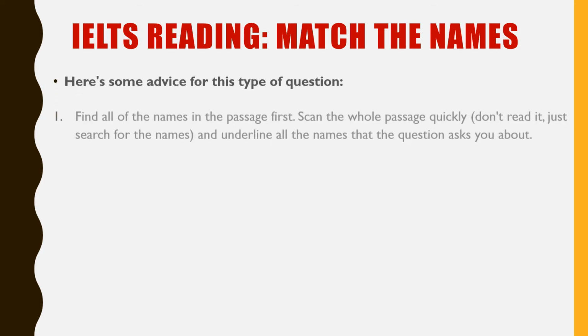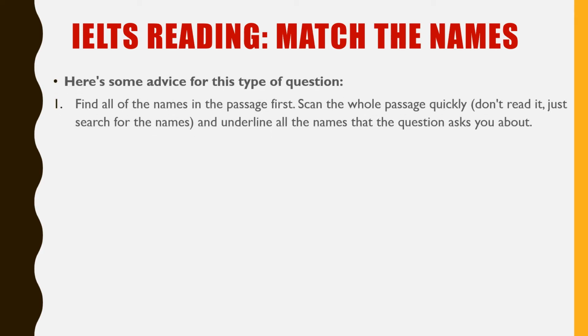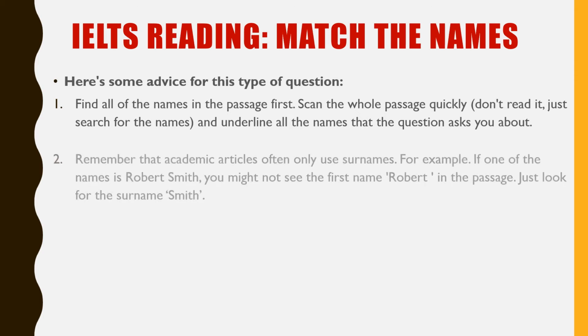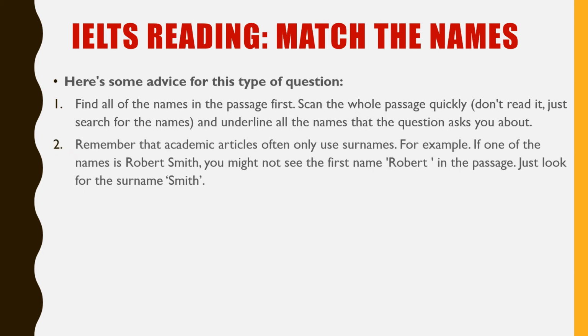1. Find all of the names in the passage first. Scan the whole passage quickly, don't read it, just search for the names, and underline all the names that the question asks you about. 2. Remember that academic articles often only use surnames.